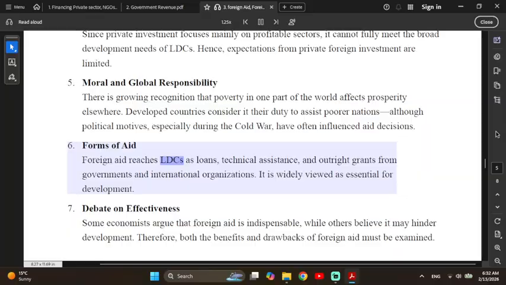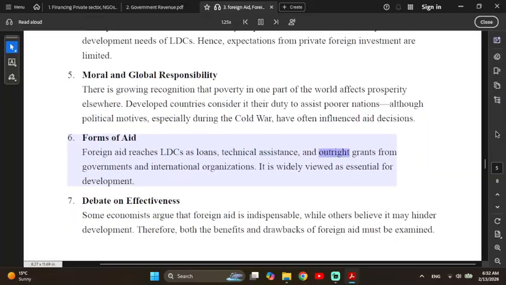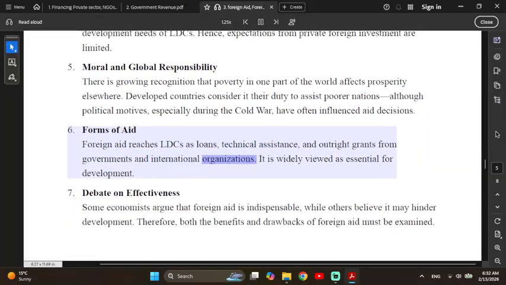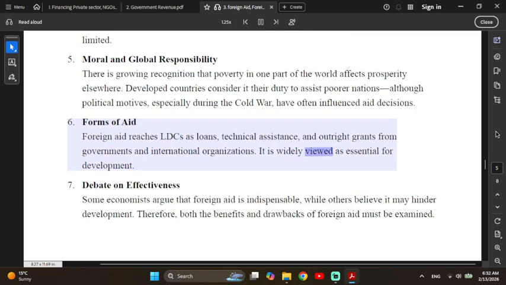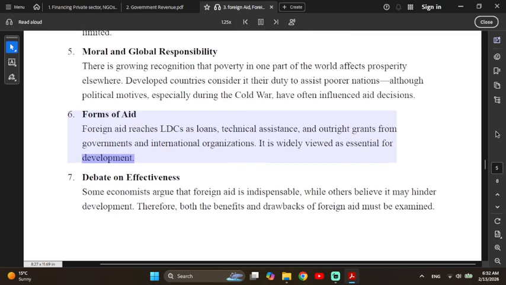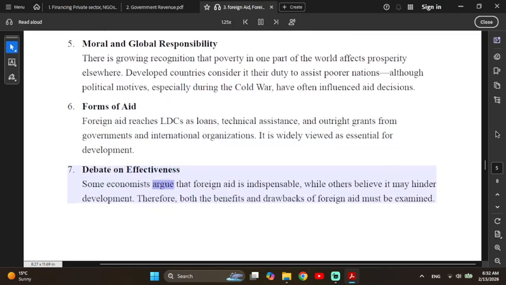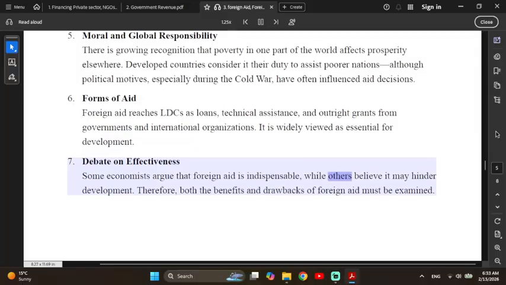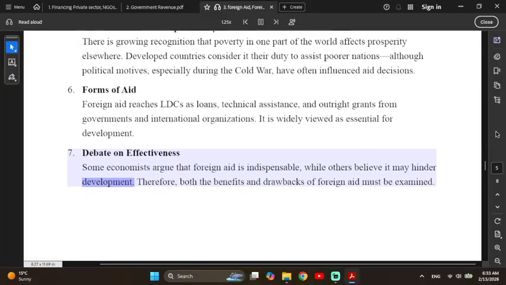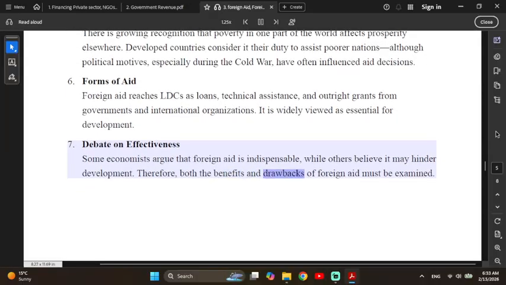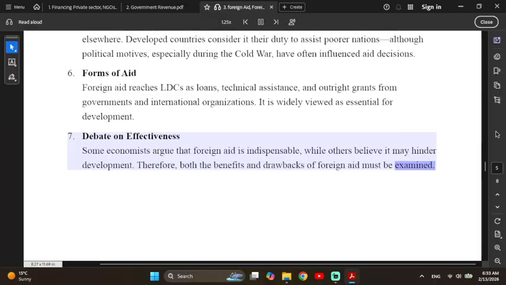6. Forms of aid. Foreign aid reaches LDCs as loans, technical assistance, and outright grants from governments and international organizations. It is widely viewed as essential for development. 7. Debate on effectiveness. Some economists argue that foreign aid is indispensable, while others believe it may hinder development. Therefore, both the benefits and drawbacks of foreign aid must be examined.